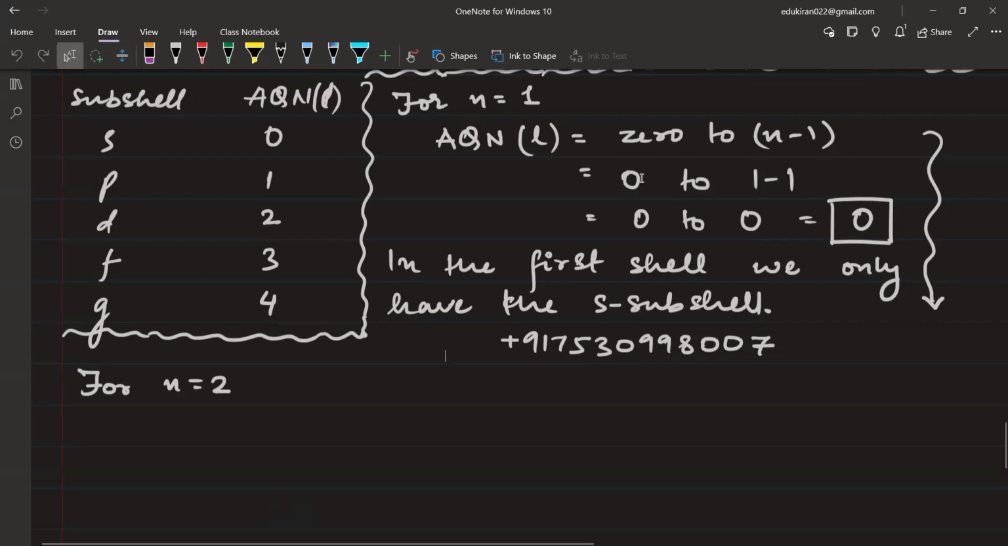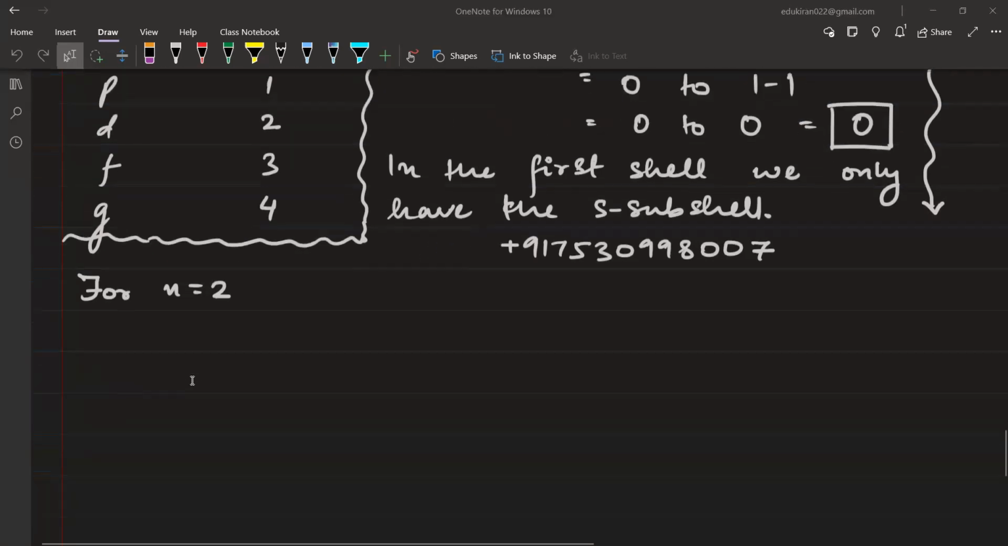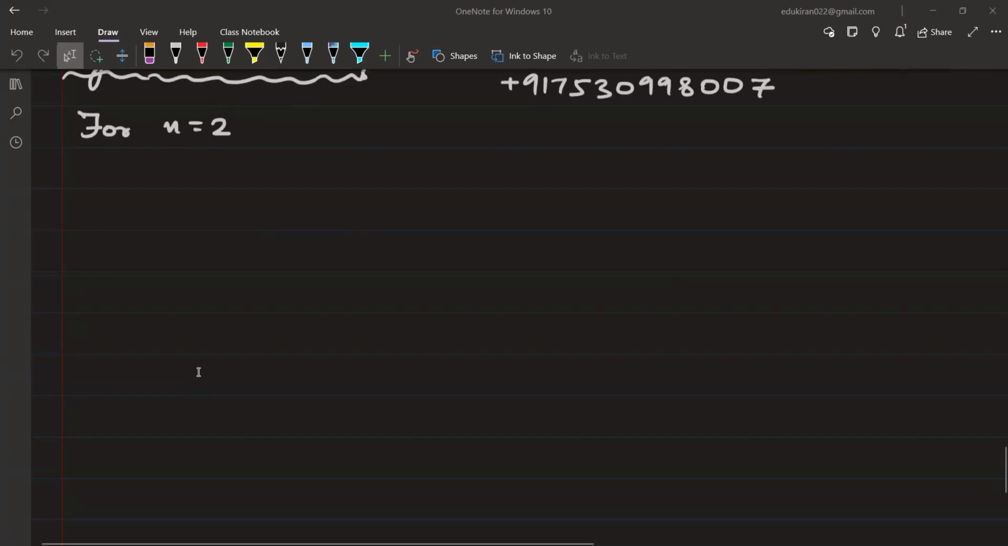l is equal to 0 to n minus 1, 0 to 2 minus 1, 0 to 1, which is 0 and 1 in the second shell. You must have written that, no? That exercise only. Not for n is equal to 2, you have to send it. Okay? For n is equal to 2. Right now, Afnan. Is there some difficulty, Afnan? Almost everyone has sent me. Please send me, okay? Even though I am doing it right now, but please send me.